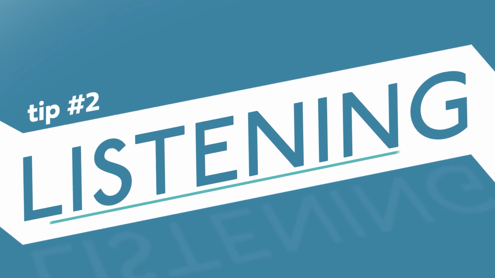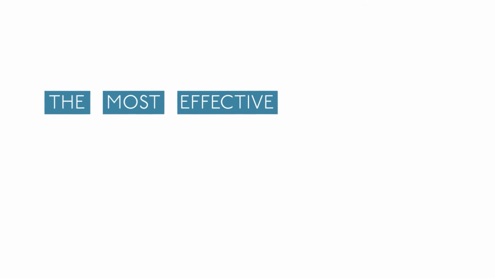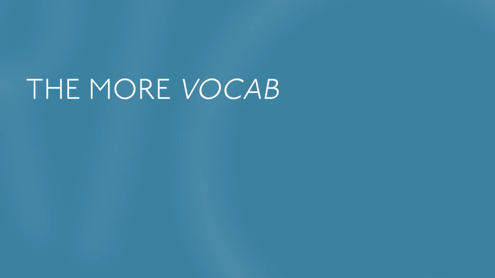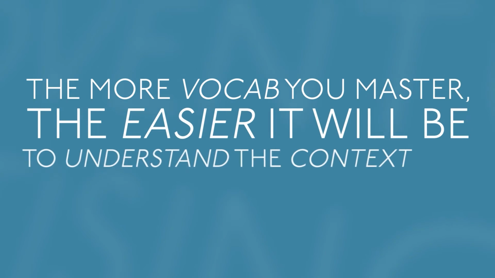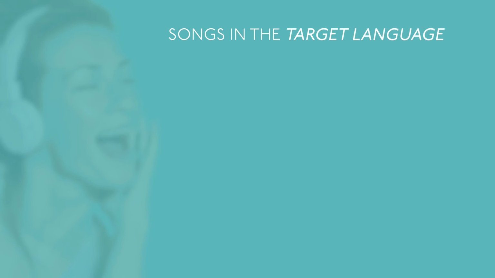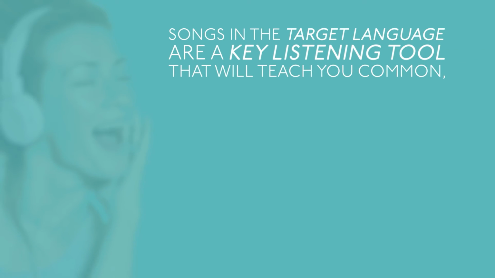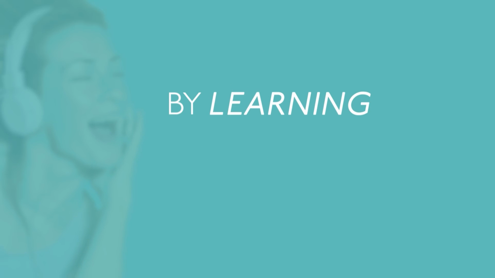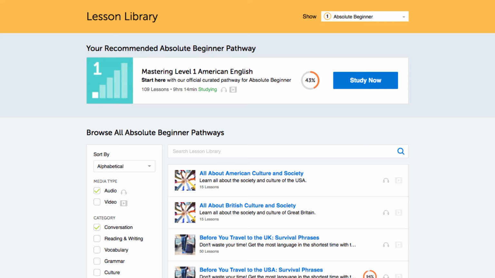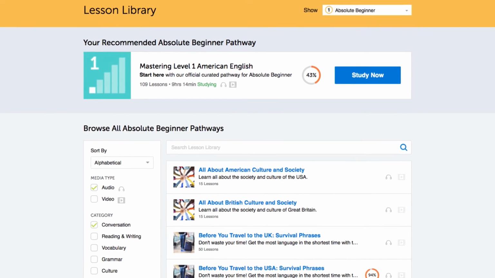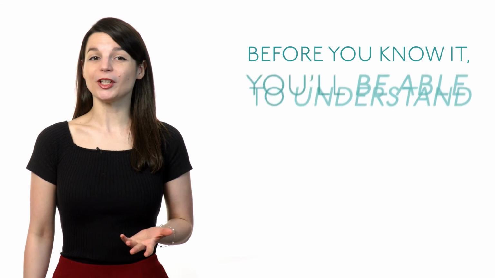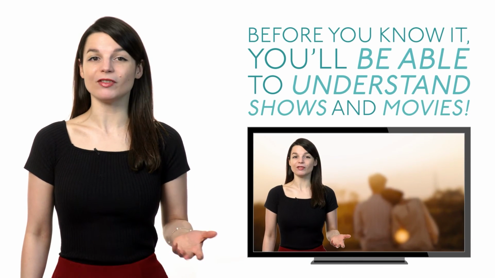Tip number 2, listening. The most effective way to build your listening comprehension is by building a strong vocabulary. The more vocab you master, the easier it will be to understand the context and details of the conversation. Songs in the target language are a key listening tool that will teach you common, everyday vocabulary. By learning and memorizing the lyrics, you're building up your vocabulary. If you really want your listening skills to take off, listen to our podcasts. We have hundreds of hours of audio lessons for you to listen to. Before you know it, you'll be able to understand shows and movies.